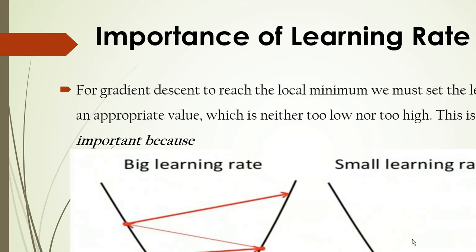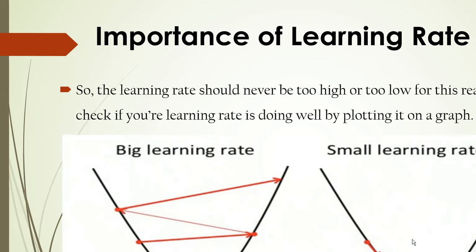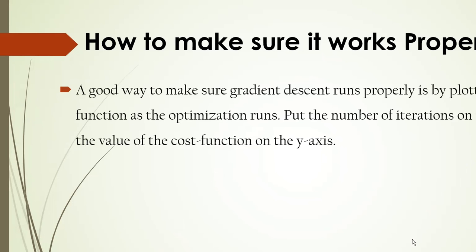Okay, so these two images show the above illustration. For gradient descent to reach the local minimum, we must set the learning rate to an appropriate value, which is neither too low nor too high, as shown in the given graphs. The left one is a big learning rate and the right one is a small learning rate. Also, you can see here that the learning rate should never be too high or too low. For this reason, you can check if your learning rate is doing well by plotting it on a graph. So next, how to make sure it works properly.